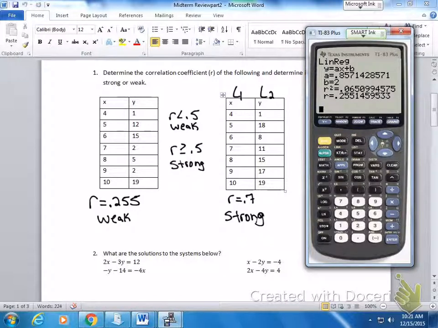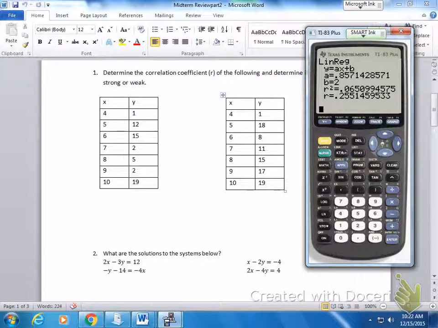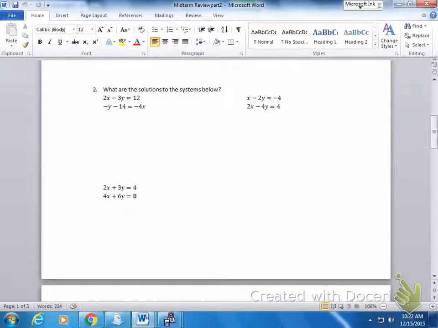All right, let's go to the next one. This is talking about solutions to systems. This is where we're going to use elimination or substitution to solve. Now, if I look at the first one, 2x minus 3y equals 12, negative y minus 14 equals negative 4x. That is not set up for elimination, so let's use substitution.